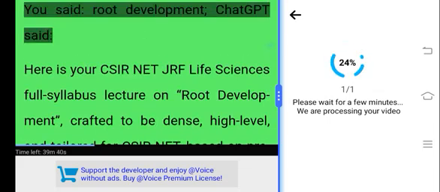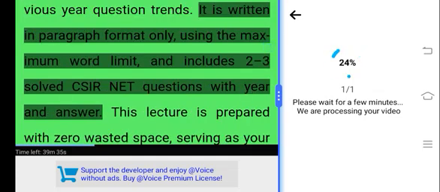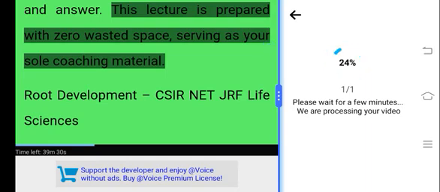You said root development. ChatGPT said: Here is your CSIR-NET JRF Life Sciences full syllabus lecture on root development, crafted to be dense, high level, and tailored for CSIR-NET based on previous year question trends. It is written in paragraph format only, using the maximum word limit, and includes 2 to 3 solved CSIR-NET questions with year and answer. This lecture is prepared with zero wasted space, serving as your sole coaching material.